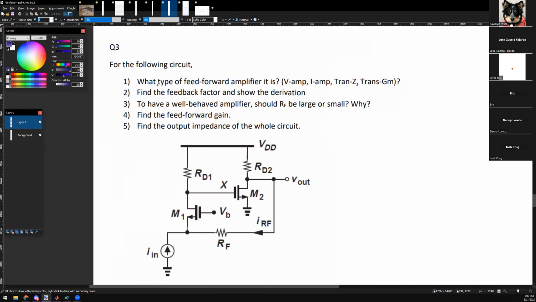But anyways, what type of feedback amplifier is this? Okay, the input is current, the output is voltage. So what is this called? This has what units, guys? Ohms. So which one is it? Transimpedance. Yes, good job. Find the feedback factor and show the derivation.